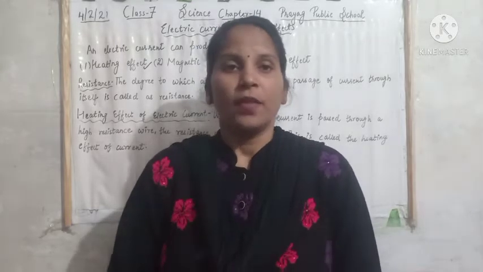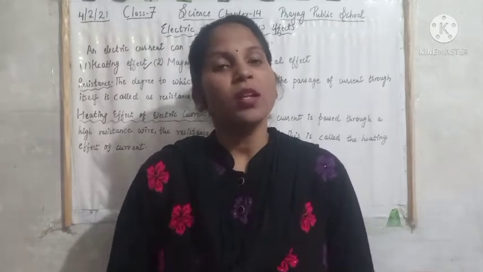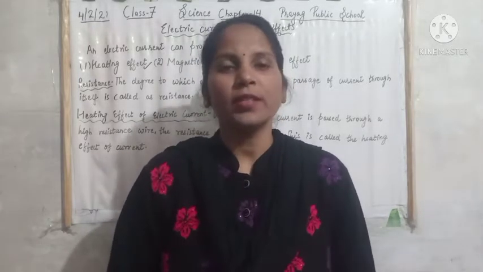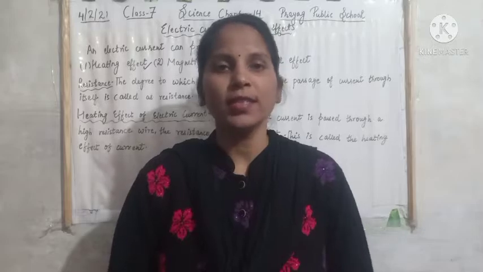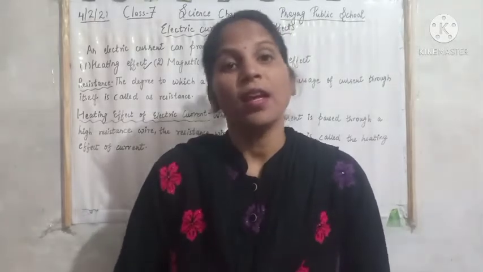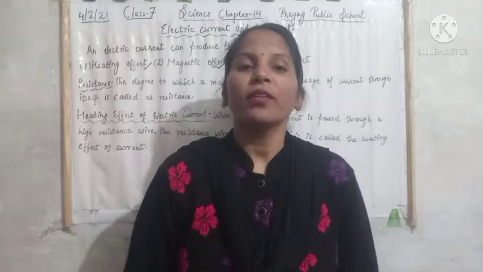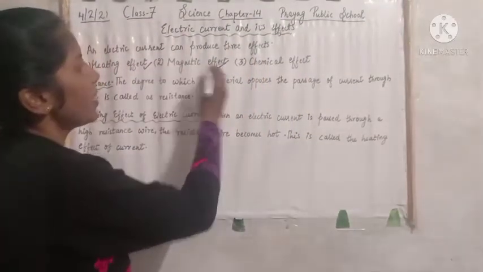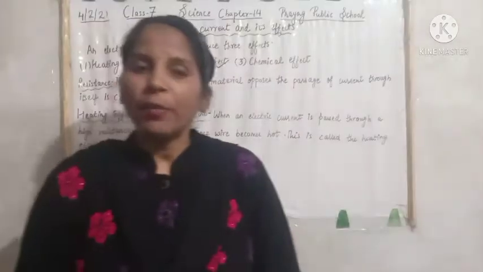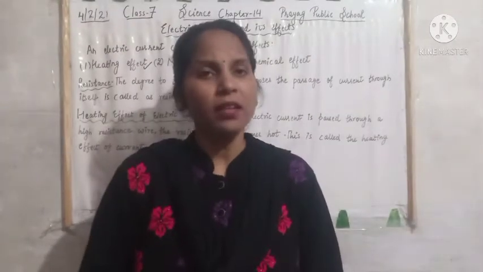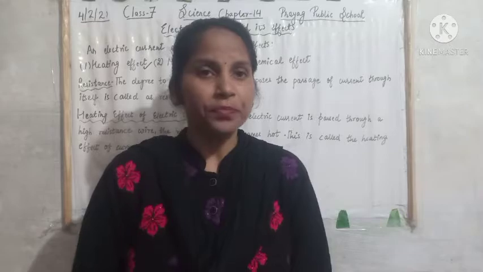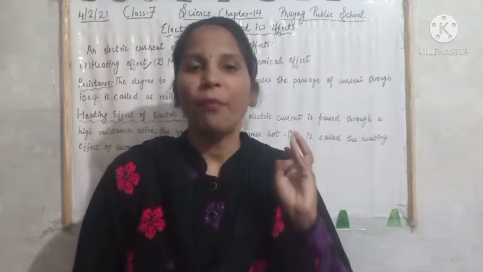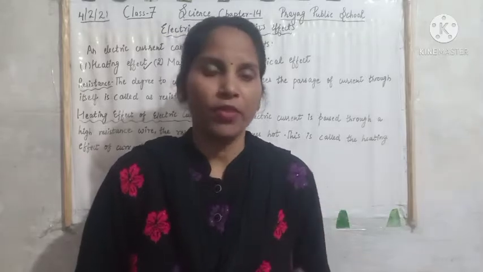So children, the electric current can produce three effects. The first one is heating effect, the second one is magnetic effect, and the third one is chemical effect. In this chapter, or you can say in this class, you have to study only heating effect and magnetic effect, while chemical effect you will study in higher classes. Okay children, so what are the three effects of current? Heating effect, magnetic effect and chemical effect, right?